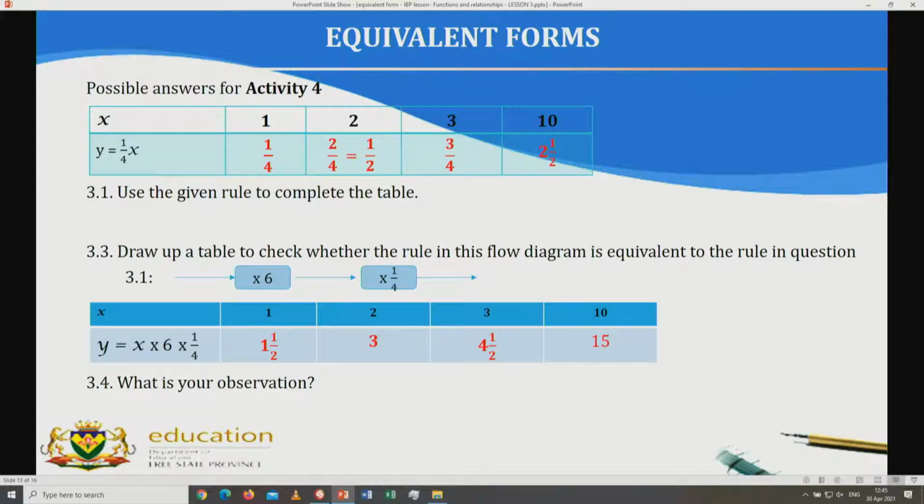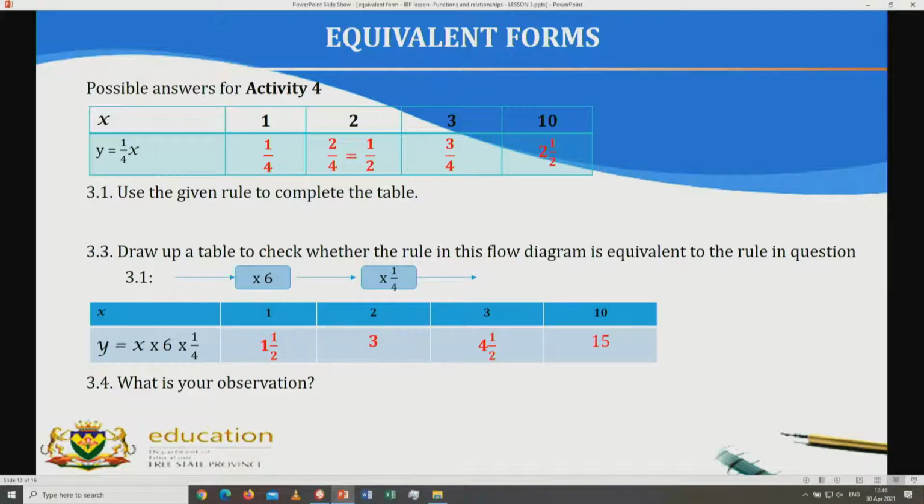Now, the next question was, draw up a table to check if the rule that is given is equivalent to the rule in question 3.1. Question 3.1 is a diagram with the rule, a table with the rule y equals a quarter x. Now, when you look at the table that we have drawn for 3.3, check the rule. The rule is y equals x multiplied by 6 multiplied by a quarter.